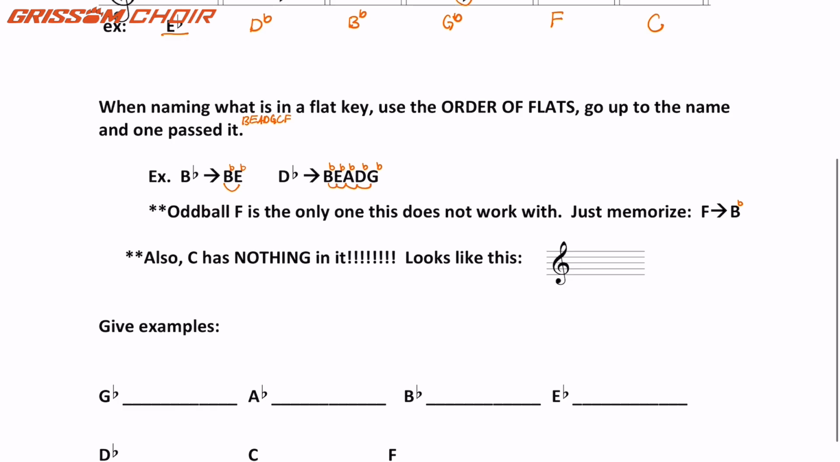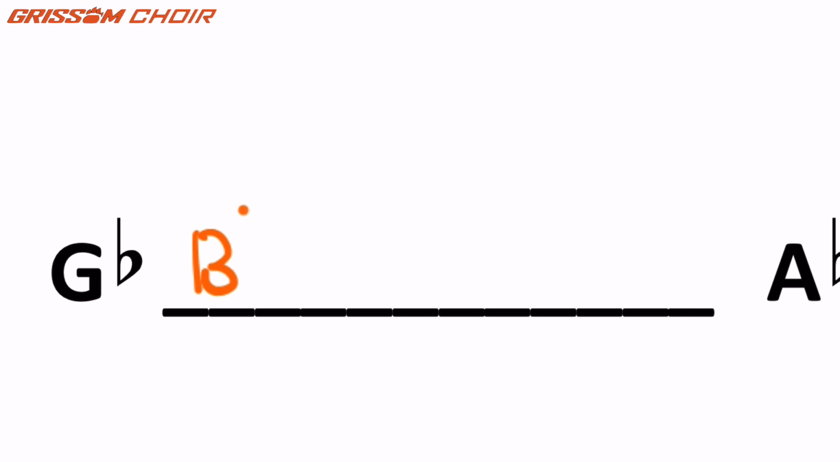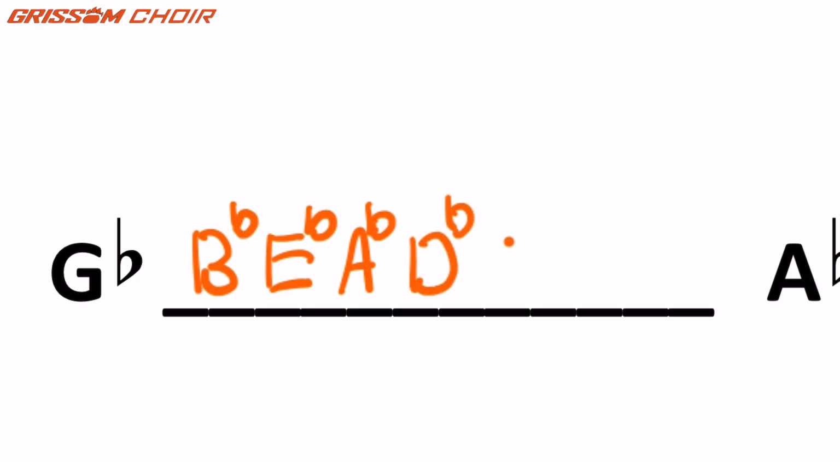Let's look at these examples. The first one, it's looking for the flats that are in the key of G flat major. So we list the order of the flats until we get to the note that has been given to us, and then we go one past it. So that would be B flat, E flat, A flat, D flat, G flat, and we stop right there, right? No, we have to go one past it. B flat, E flat, A flat, D flat, G flat, and C flat. Those are the 6 flats that are in the key of G flat major.